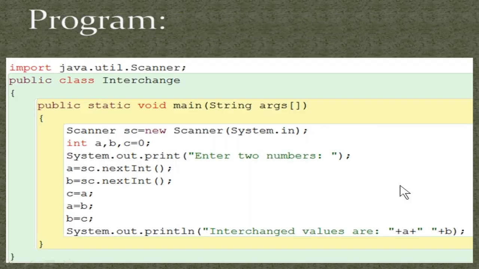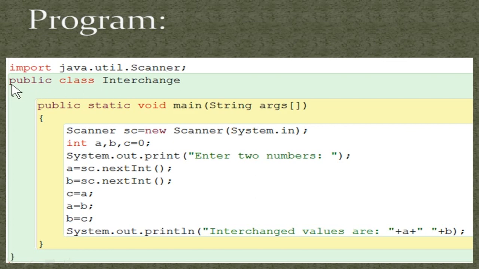Now you are going to see the program. Since it's the first program for you, I am going to explain line by line. The first line is the import keyword, and you are going to include the java.util package which has the Scanner class. Since you are going to use Scanner methods, you need to include the Scanner class into the program by using this line. So import java.util.Scanner, and the next line is public class Interchange.